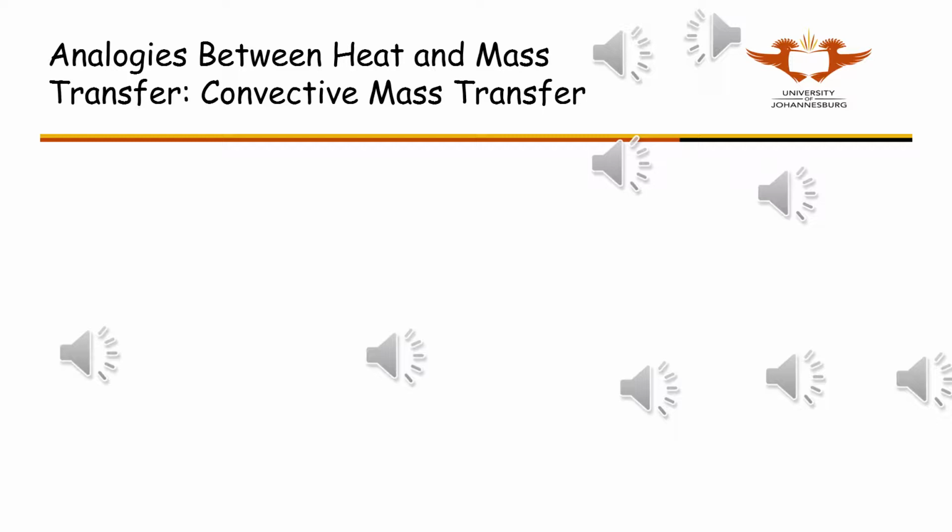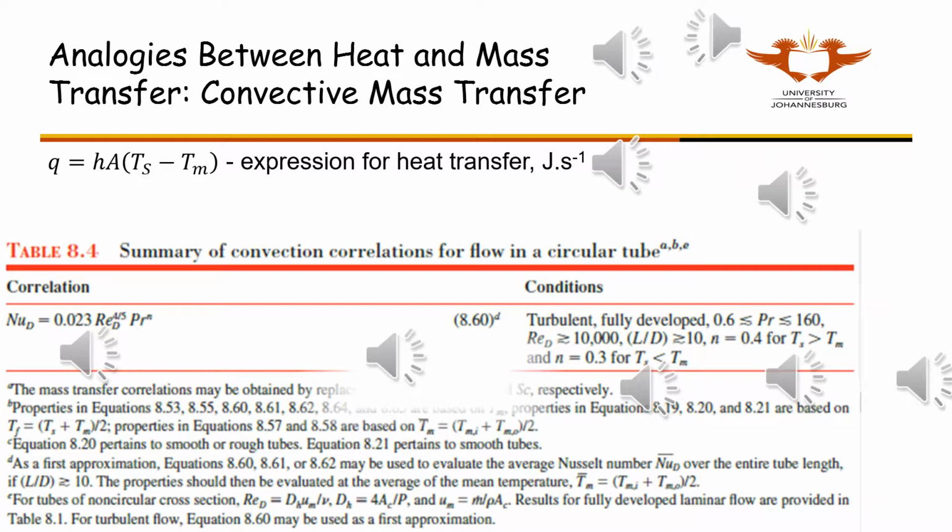This slide deals with convective mass transfer. This is Newton's law. You can obtain the heat transfer coefficient, h, in watts per square meter per Kelvin, from the Nusselt number determined as indicated in Table 8.4, for flow in a circular tube. The table is given below, with only the correlation for turbulent flow included, as an example. The correlation is used for heat transfer from a surface to a moving fluid.